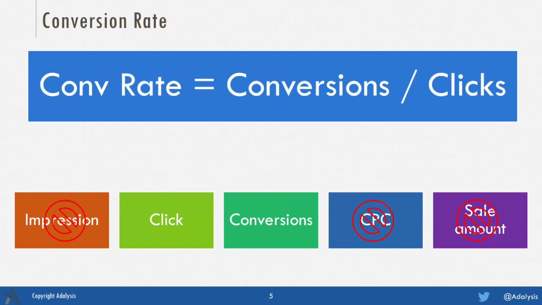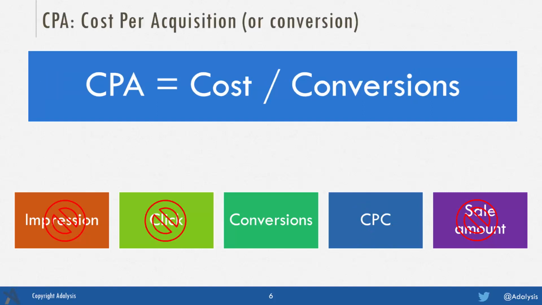Next, we have conversion rate. So this is just a simple formula of your conversions divided by clicks. So now we're ignoring opportunity, which is impressions, CPC, or sale amounts. So conversion rates, again, don't look at how often someone comes to your site, which is your overall impression-based data combined with clicks. Next, we have CPA, or cost per acquisition, cost per conversion.